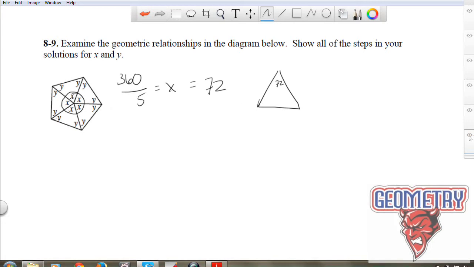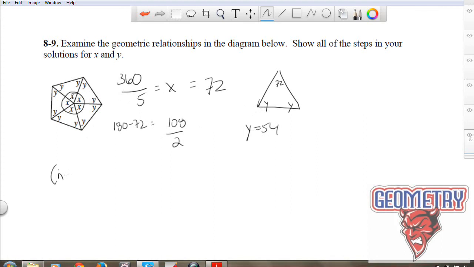Now it's an isosceles triangle, so both these base angles are the same. They're both y. So 180 minus 72, I believe that's 108. And then we're going to divide that in 2 to split it amongst both of those, which ends up being 54. So y is 54. So that's how we would do it if we didn't know the formula.